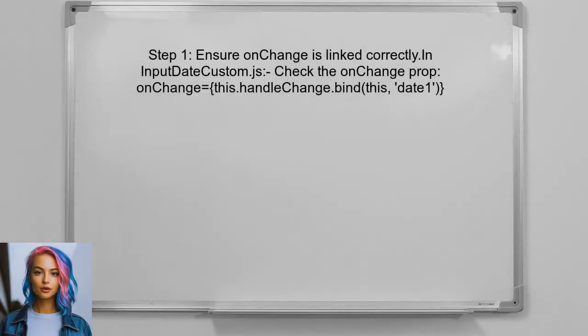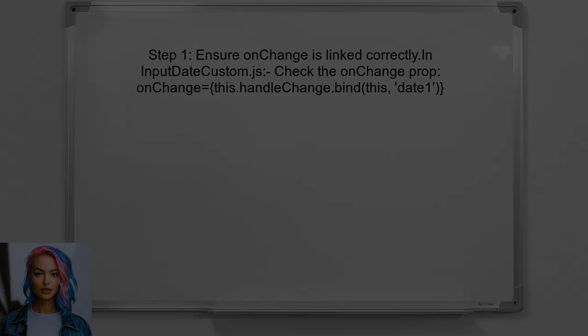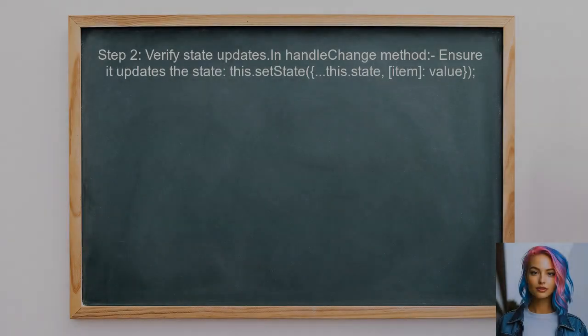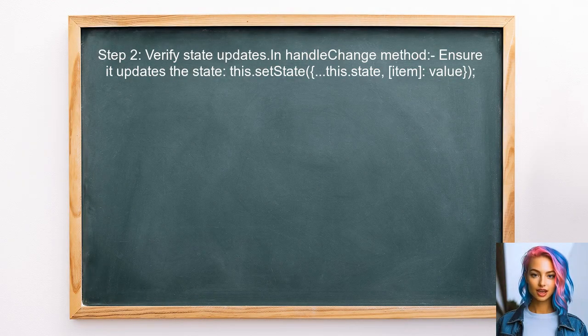To begin, the user needs to ensure that the date picker component is correctly set up to handle the value changes. In the Input Date Custom component, the user should confirm that the onChange event is properly linked to the handleChange method. Next, the user should verify that the state is being updated correctly when a new date is selected. The handleChange method should update the state with the new date value.